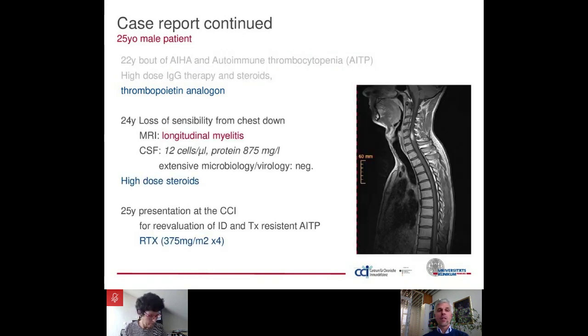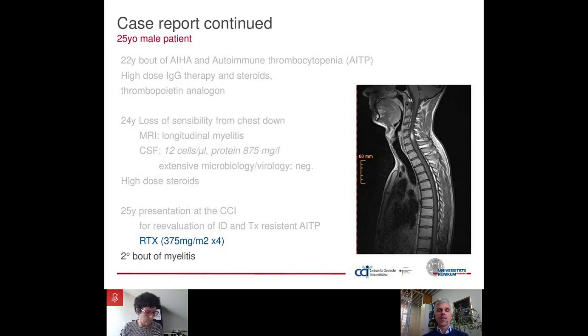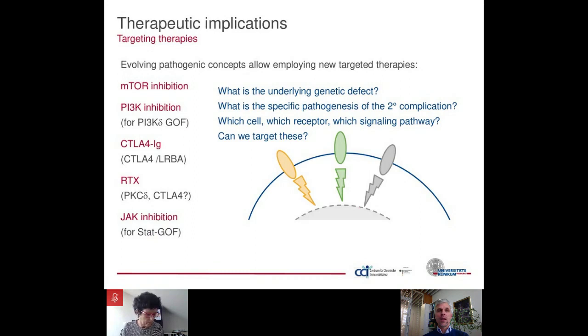At that time, he had the additional complication of a myelitis, which you can see here. On this MRI scan, this is a white spot in the myelin, and he was treated with high-dose steroids. Temporarily, he was successfully treated. Actually, we could almost cure the thrombocytopenia. He had no more bouts of that, and this is now 3 years ago, after we treated him with rituximab, as you can see at the bottom, but the myelitis came back. So there are different forms of autoimmune and inflammatory manifestations, which might require different forms of treatment. And this is a major challenge, and I'm happy to discuss more of that.